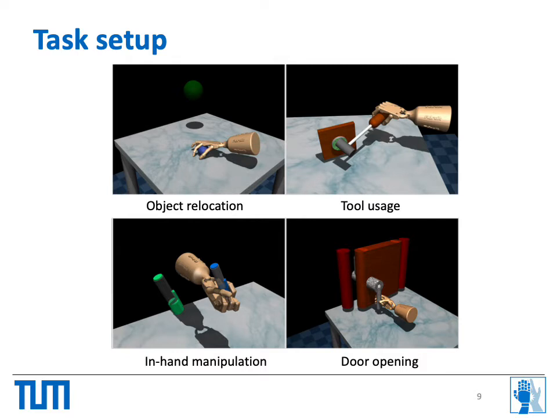We evaluate our method in a range of dexterous manipulation tasks. Object relocation, where the task is to move the ball to the target green location. Tool usage, where the hammer needs to be used to place the nail in the board. In-hand manipulation, where the pen needs to be rotated from the initial to the target orientation. And finally, the door opening task.